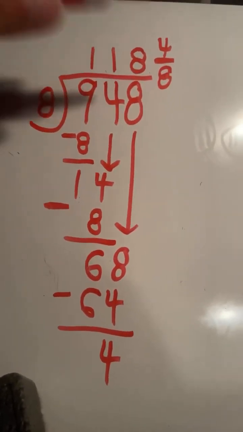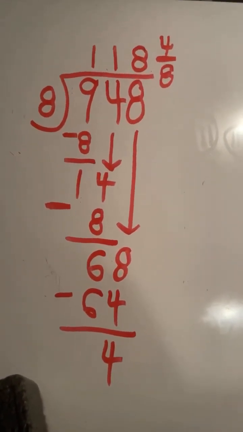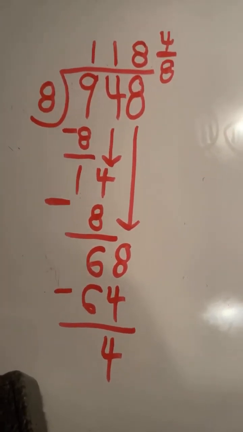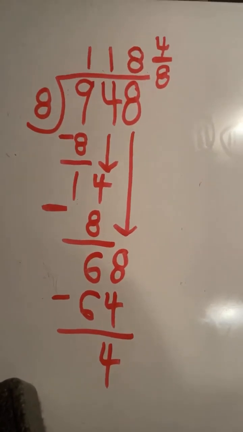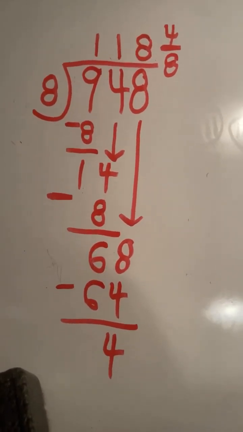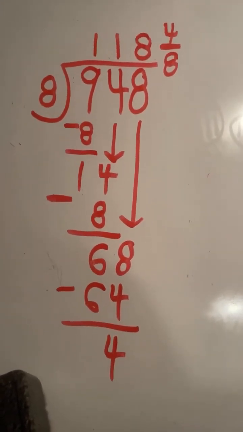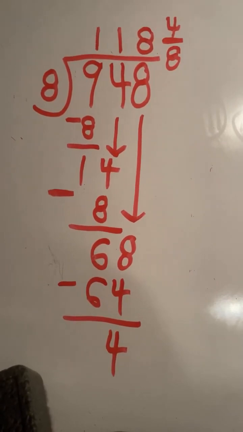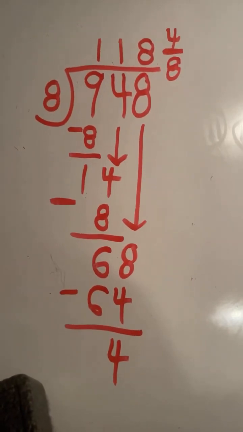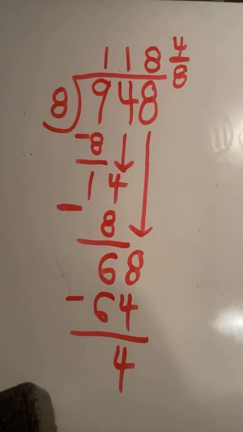Now, the fraction 4/8 is not in lowest terms. That can be reduced further. 4/8 is equal to 1/2, so 118 and a half would be another way to write the answer if we wanted to write it in lowest terms. But I usually keep reducing fractions for its own live stream. Reducing fractions to lowest terms is its own live stream. So for all intents and purposes, we're going to leave this as the final answer. Even though 4/8 can be reduced, we're going to leave this as the final answer. 948 divided by 8 equals 118 and 4/8.